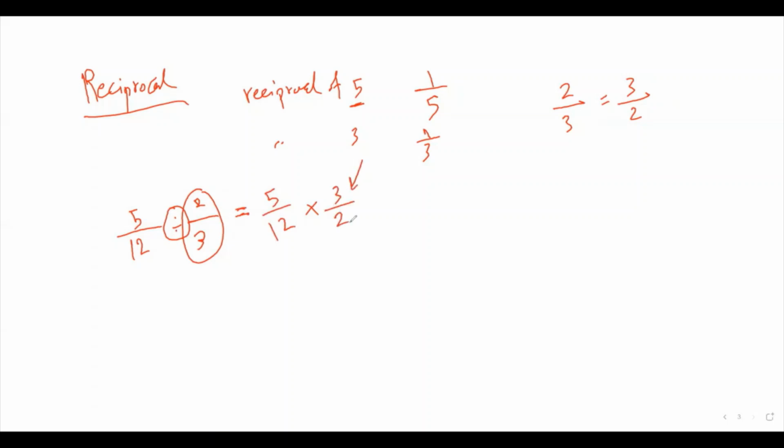reciprocal. And if I do that, you see that this 3 and 12 have a common factor, and that's 3. They cancel out, and the final answer would be 5 times 1 and 4 times 2, 5/8, right? That would be a faster way to do it. So whenever you see a division, it's easier to convert it to a multiplication.